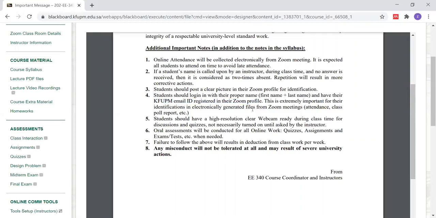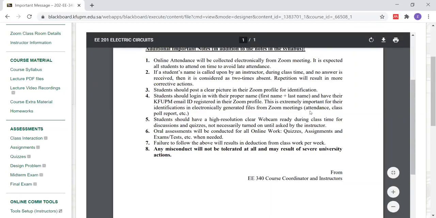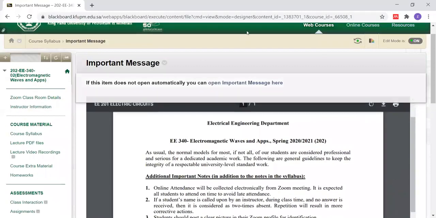And also keep your webcam on. Keep your webcam with you. I can ask anytime to turn on the webcam during the class discussions or during the quizzes. And the webcam should be of good quality. The remaining things you can go through in these instructions.